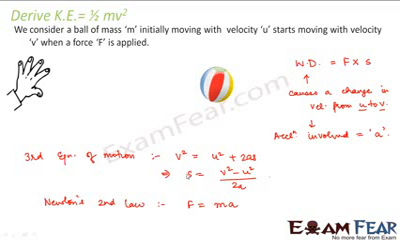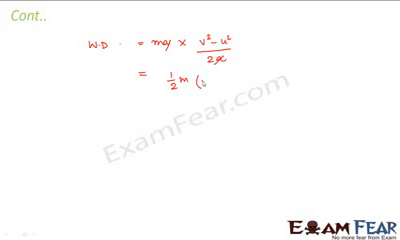So now putting this value for S and this value for F in this expression for work done, what do we get? We get work done is equal to mass into acceleration multiplied by v square minus u square divided by 2a. So this a and a will get cancelled. So we get half m v square minus u square.